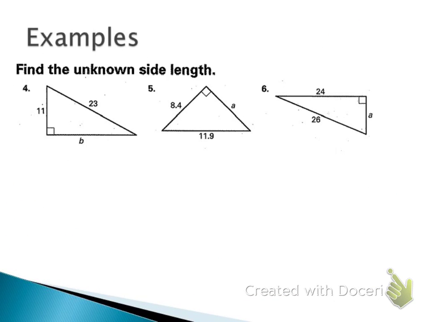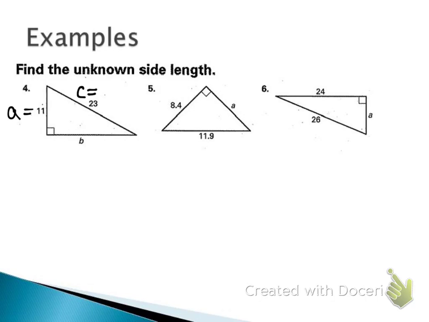On these ones, it is extra important that we label our sides correctly. On the last ones, A and B could go on either side because they're both legs. But C, the hypotenuse, has to go on a certain side. It has to be the one across from the right angle. So on number 4, which side should I label as C? 23. They're asking for B, so that means this other side must be A. Let's just go through and label all of them before we get started.